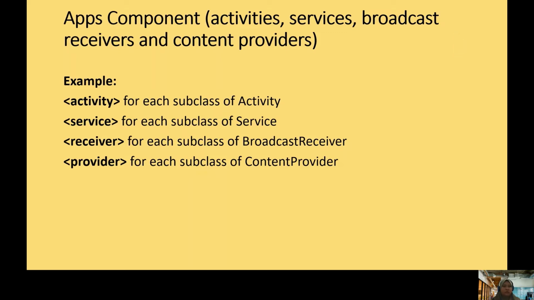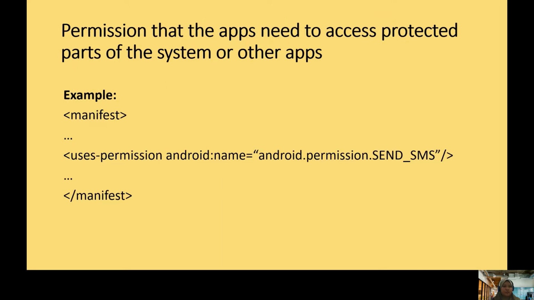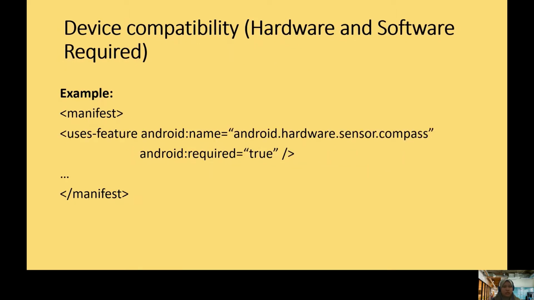Alright, next we will see the permissions that the apps need to access protected parts of the system or other apps. For example, uses-permission android:name, android.permission.SEND_SMS. It requires permission to send SMS in the app.